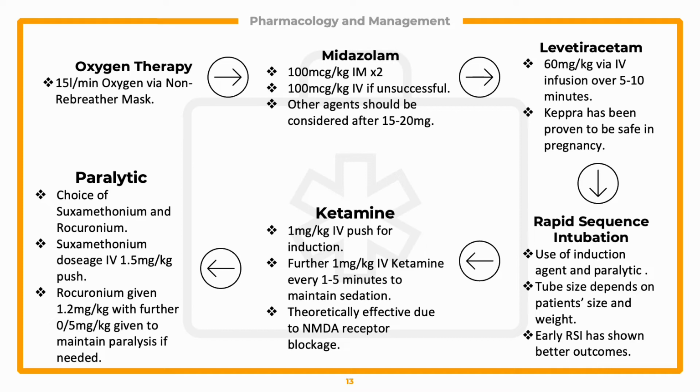If after 10 minutes of treatment seizure activity continues, a second line agent needs to be used. Keppra is what we will use. This is given at a dose of 60 milligrams per kilo via IV infusion over 5 to 10 minutes. Keppra is used over other second line agents such as sodium valproate as it is proven to be safest in pregnancy.